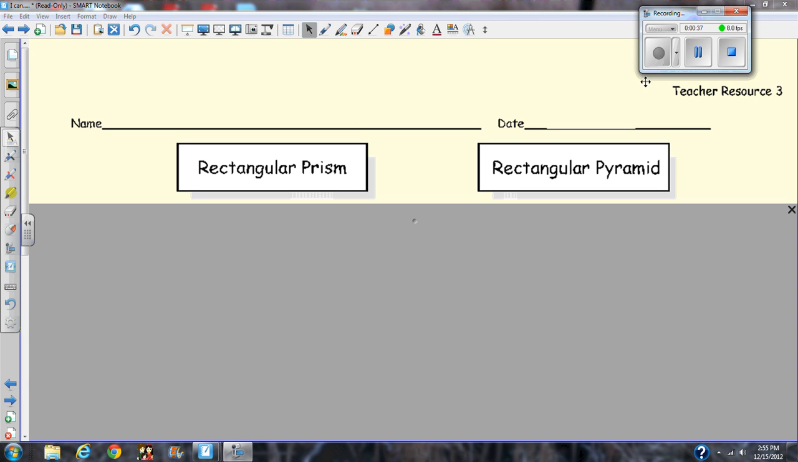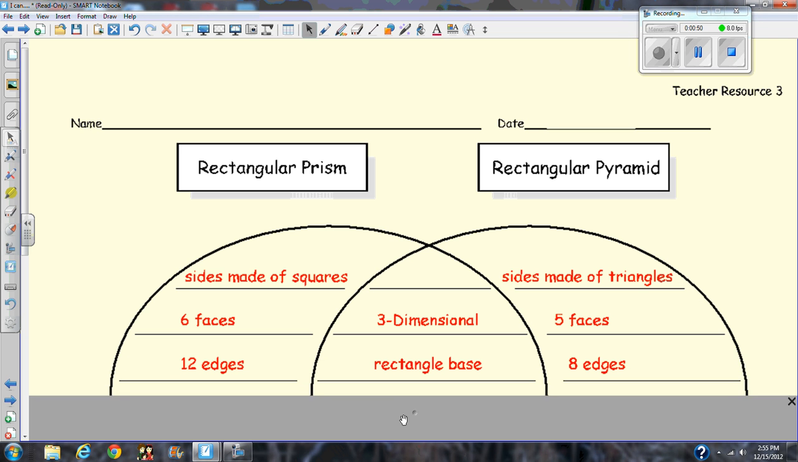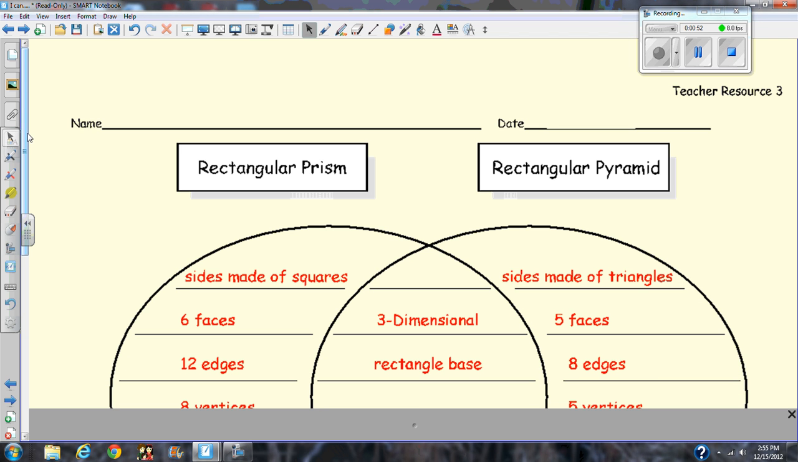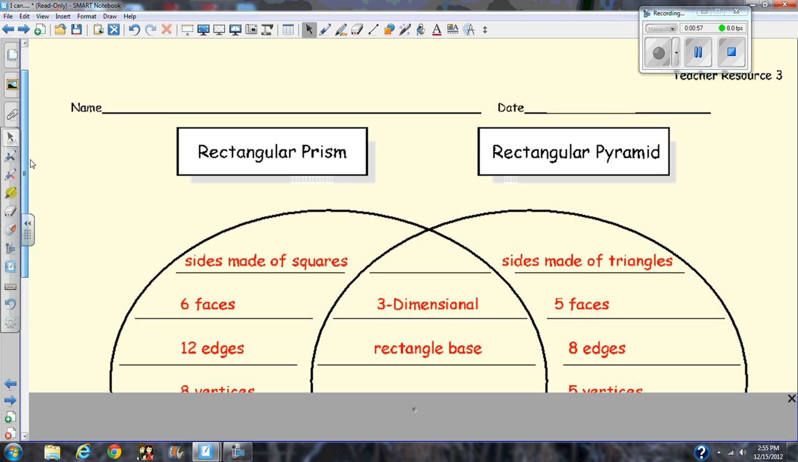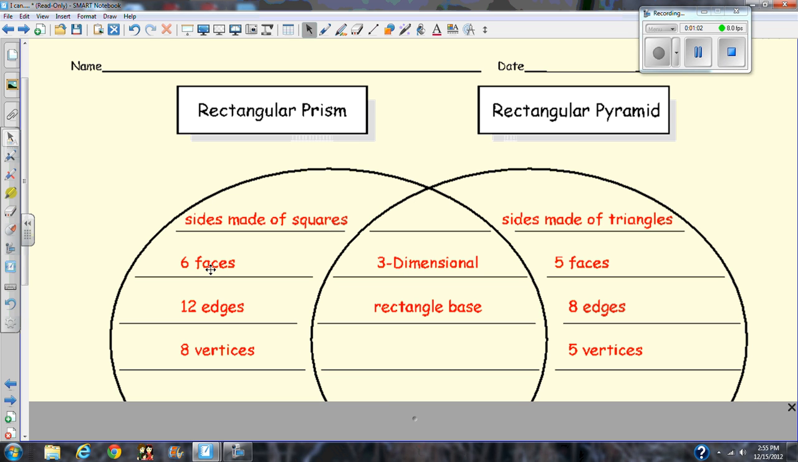And then in class on Friday, remember we filled out the Venn diagram on rectangular prisms and rectangular pyramids. Just going to pull this down again. In the middle are how they are alike, and they're both three-dimensional shapes, and both have a rectangle for a base. And then over on the left, the prism, sides made up of squares, 6 faces, 12 edges, and 8 vertices, whereas the rectangular pyramid, the sides are all triangles. 5 faces, 8 edges, and 5 vertices.